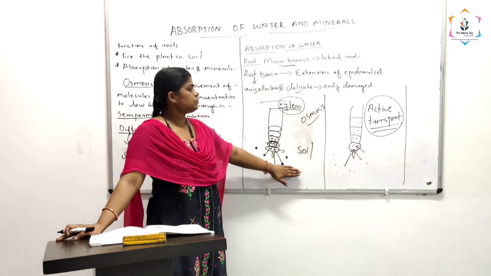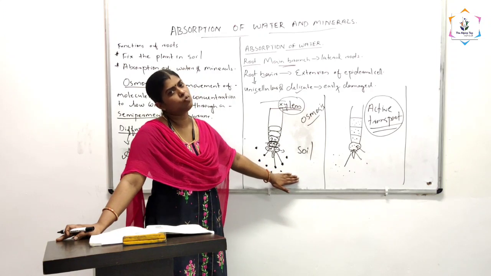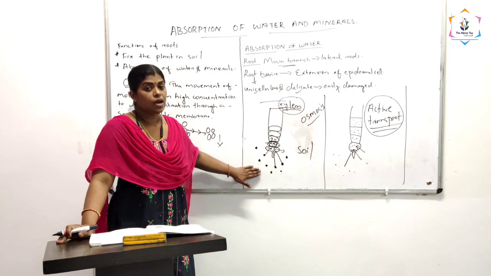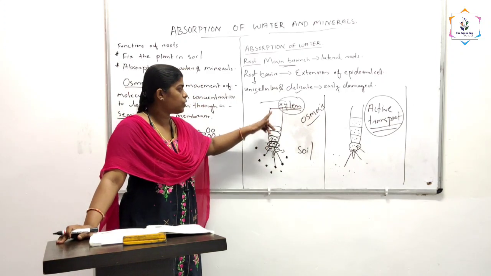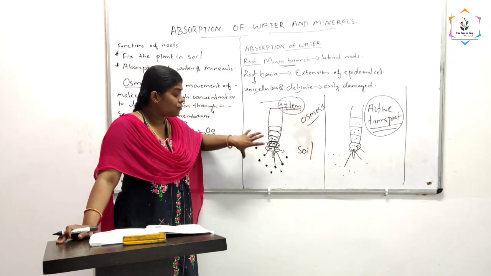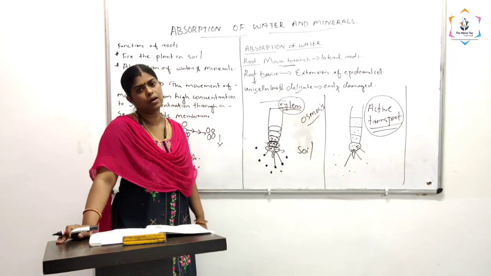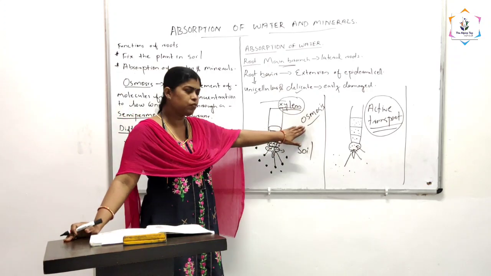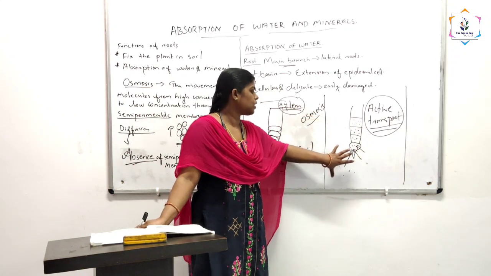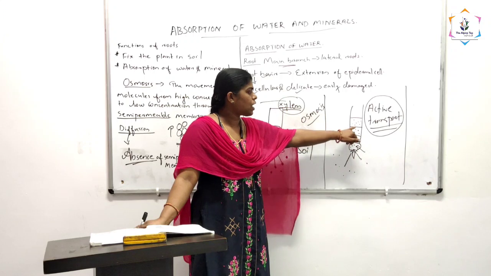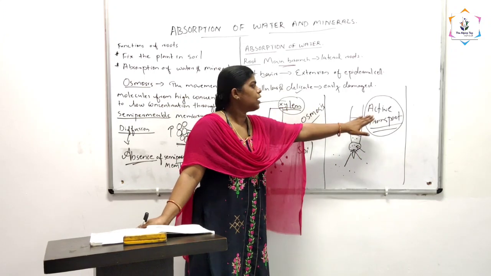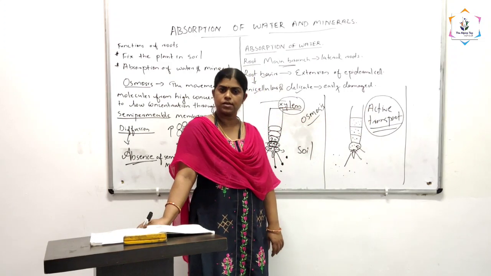Okay, and osmosis is a process by which water is absorbed by the root. Here the water concentration will be high in the soil when compared to the root, so naturally the movement of water from the soil to the root will happen, and this is the process of osmosis. And here minerals will be low in concentration in soil and high in root, still it is absorbing by using energy, and that process is known as active transport.